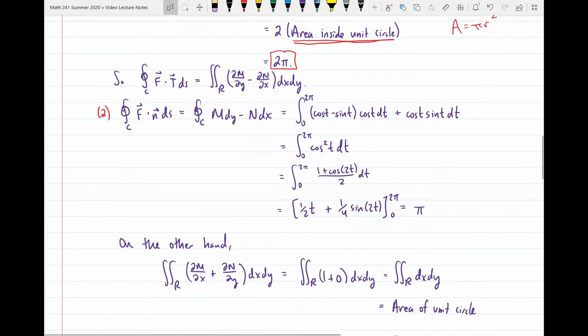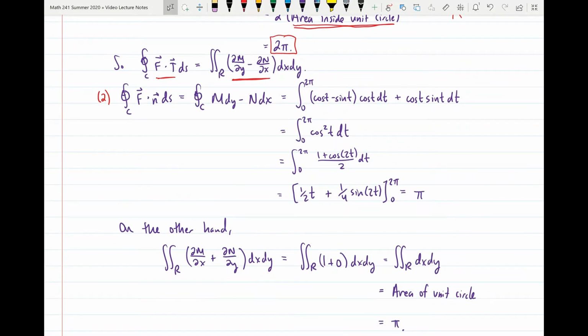And so ultimately we get that this line integral of F dot T is equal to the double integral of the respective partial derivatives subtracted from one another over our region R enclosed by the simple closed curve C.